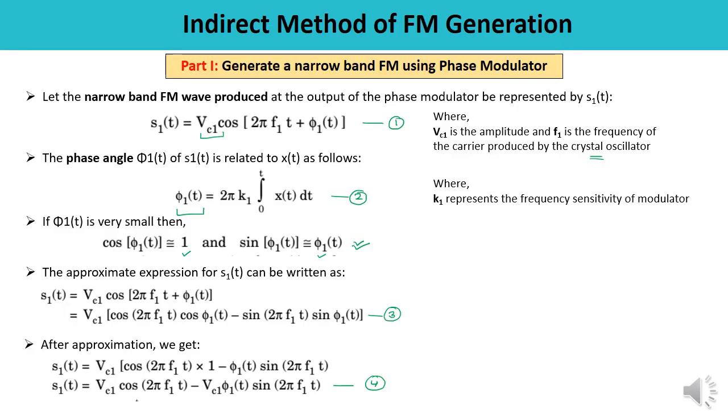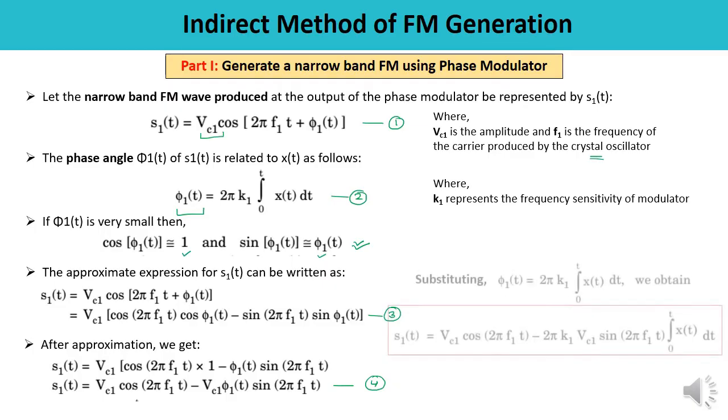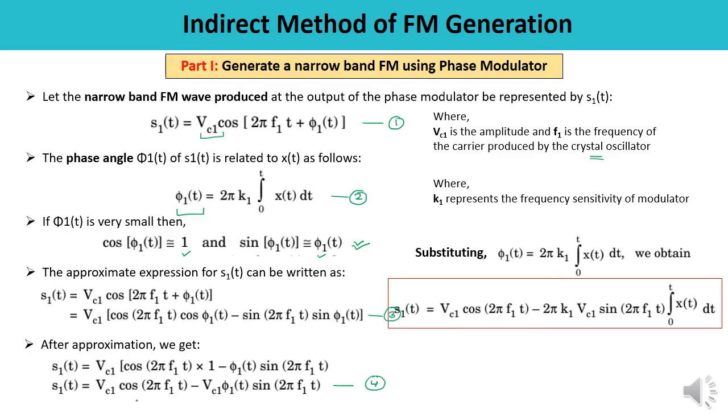You know the value of φ1(t) from equation number 2, so you can substitute the value of φ1(t) from equation number 2 into equation number 4. When you substitute this value, equation 4 now becomes Vc1 cos 2πf1t minus 2πk1 Vc1 sin 2πf1t times the integral of x(t) dt. Just you have substituted the value of φ1(t) from equation number 2 into equation number 4.